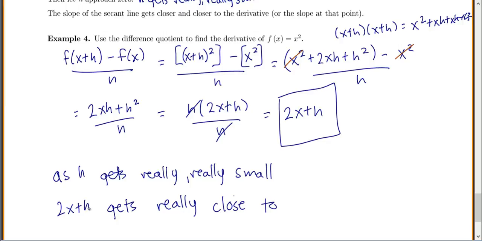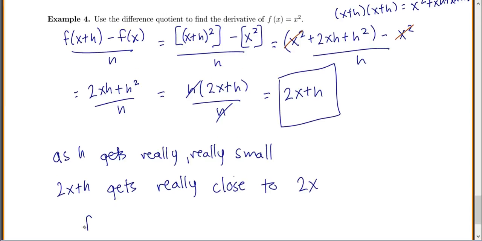Or h starts off as 1, so we get like 2x plus 1. Then if it gets down to a half, 2x plus 1 half, 2x plus 1 fourth, 2x plus 1 over a million, 2x plus 1 over a billion. So basically h gets so small that it just becomes like 0, and we'll just be left with 2x. So finally, officially, the derivative f prime of x is 2x. And again, in our next section, we'll talk about how you would actually find those limits, or as h gets really small, how you'd find that more officially.